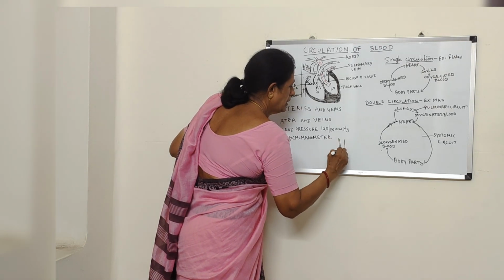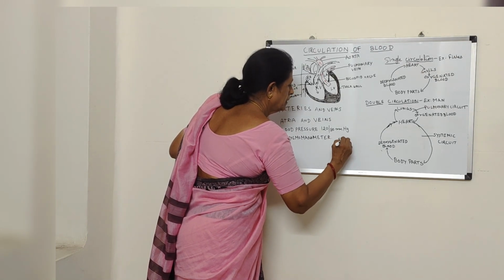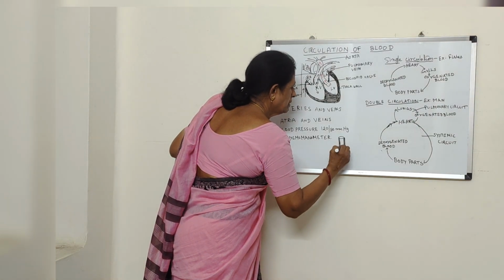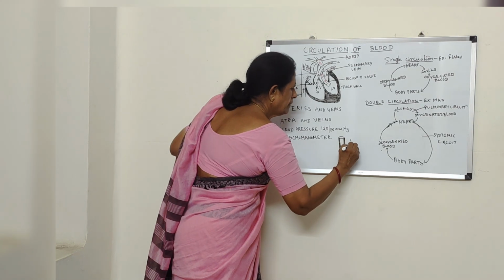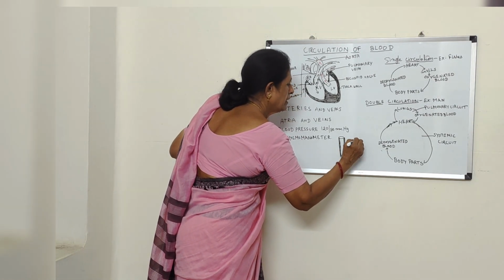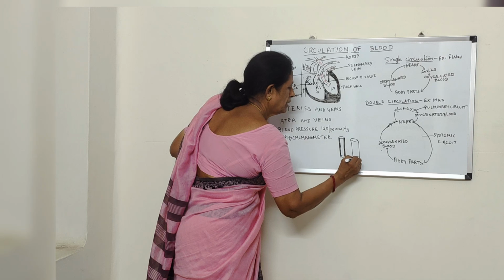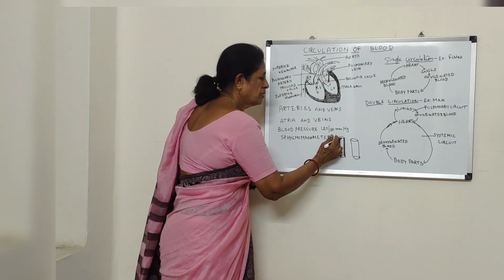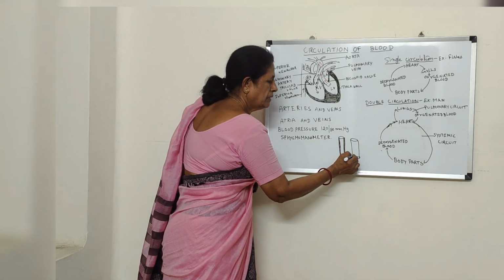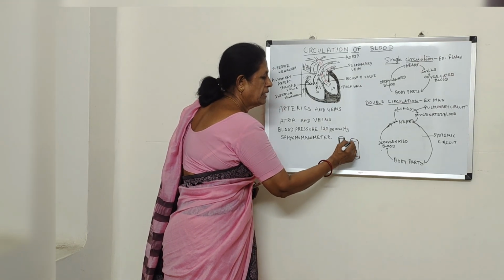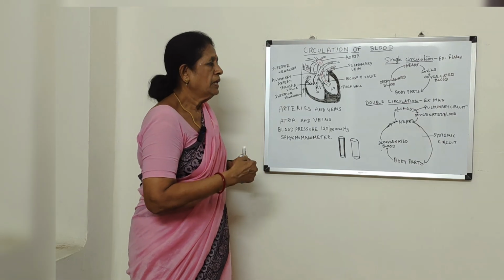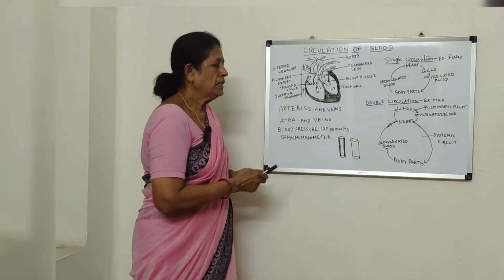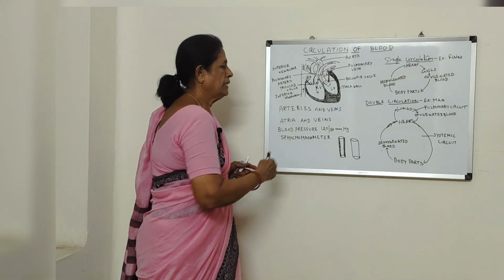So the artery walls are thick and the lumen is smaller, whereas in the veins the walls are thin and the lumen is large. So arteries have thick walls and a smaller lumen, and veins have thin walls and a larger lumen. These are the main differences between arteries and veins. Is it clear? Differences between arteries and veins.